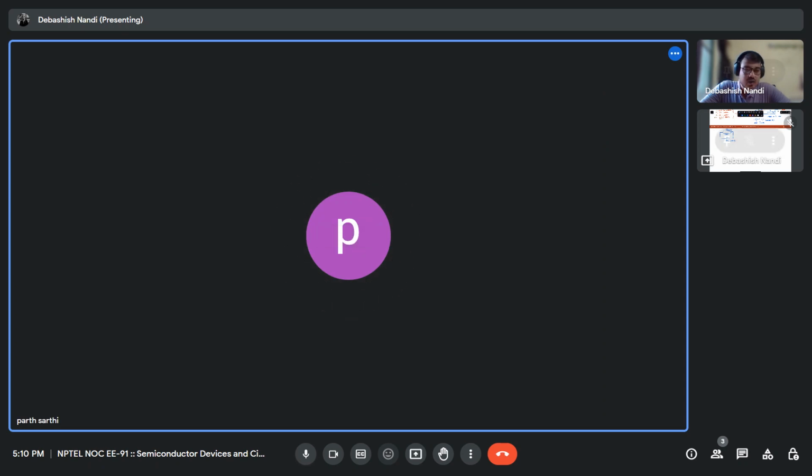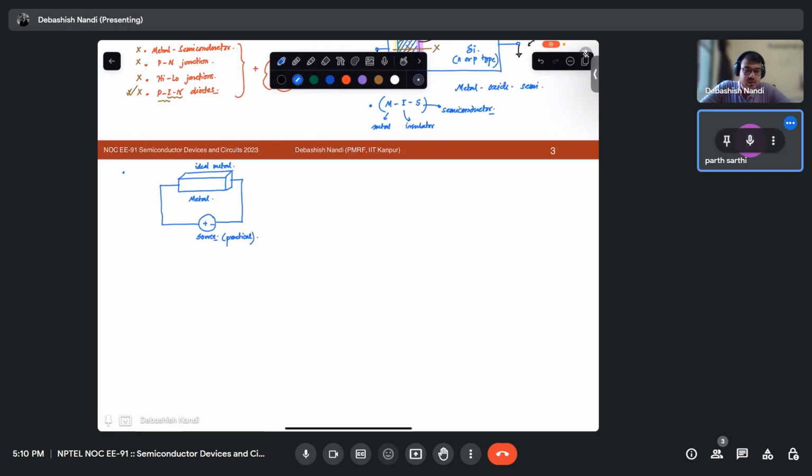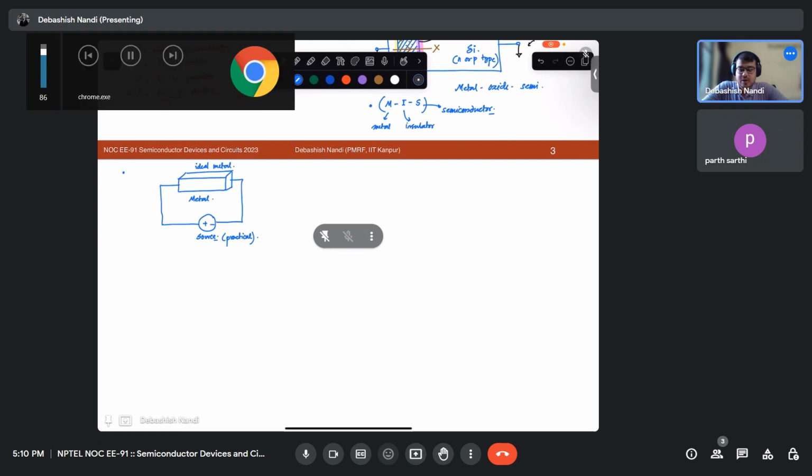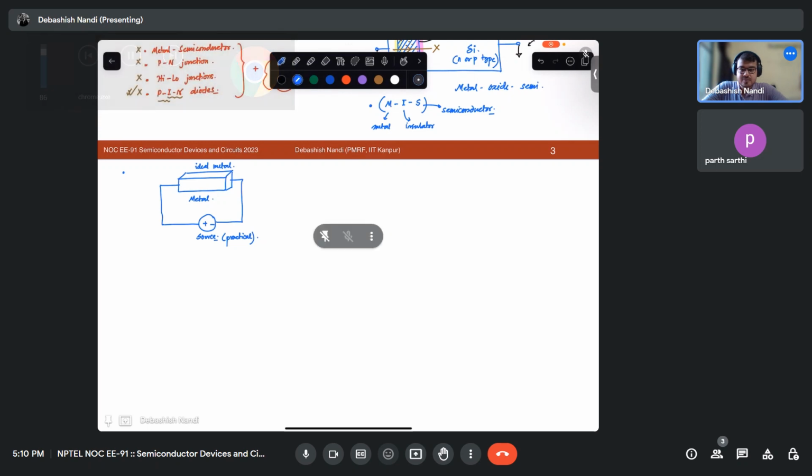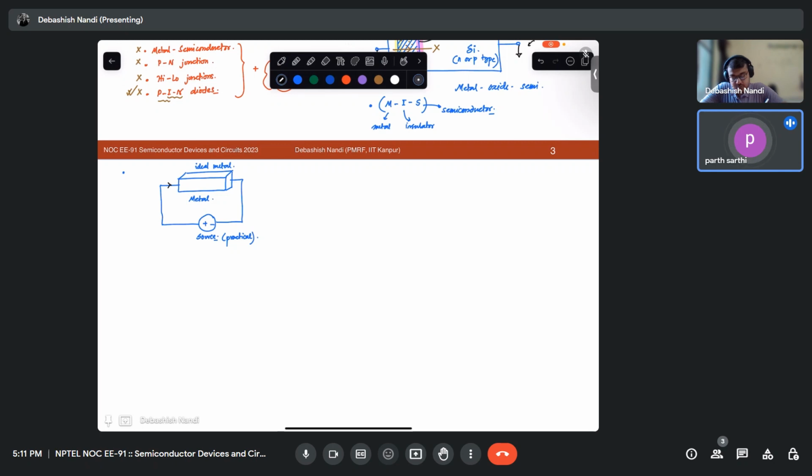Current will flow through the metal. Just wait a second. Yeah, can you please speak now? Current will flow through metal. Wait a second, you are less audible. Current will flow, right? Yes, sir. Okay, so how much current will flow? V is equal to IR. V, potential, divided by resistance. So your I is equal to V by R for an ideal metal.